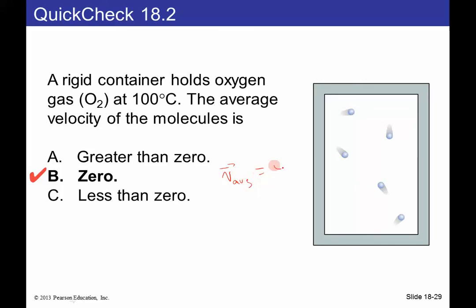So this is 0. However, v squared average is different from 0 because this is a positive number, right? This is taking the modulus of every velocity, squaring them and adding them all. So therefore, you have to be careful with this little quantity here. This is 0, but this is not.